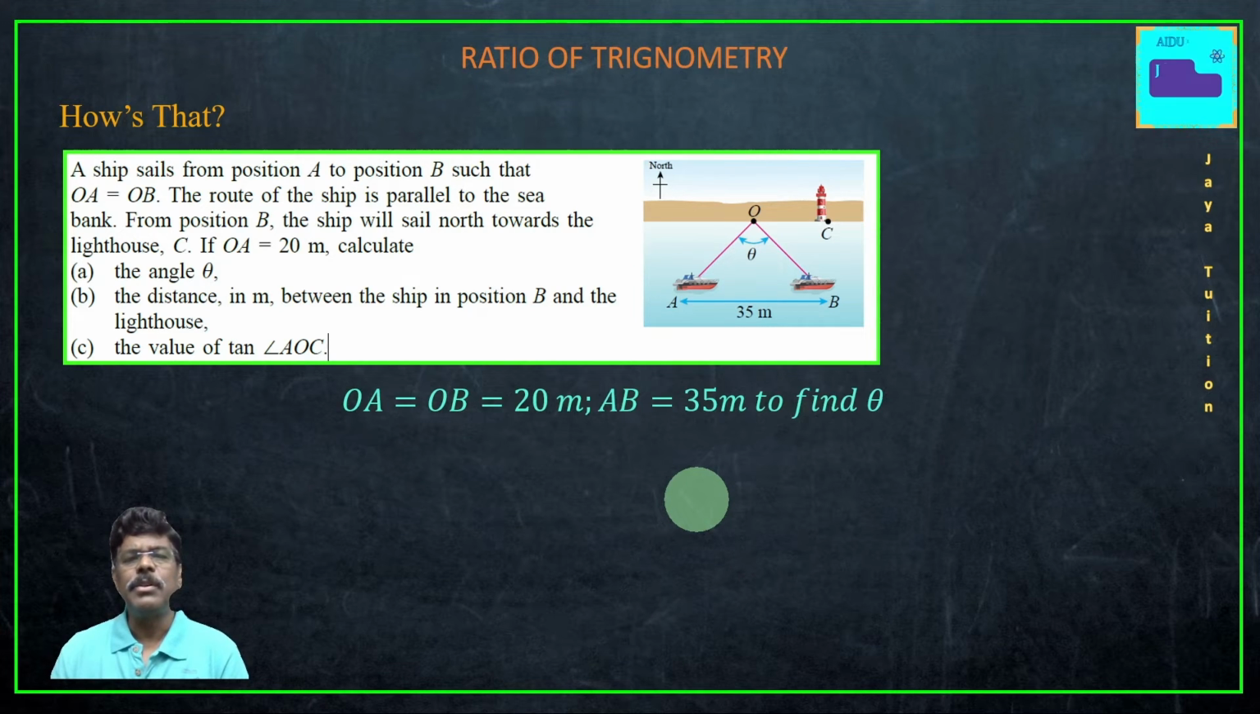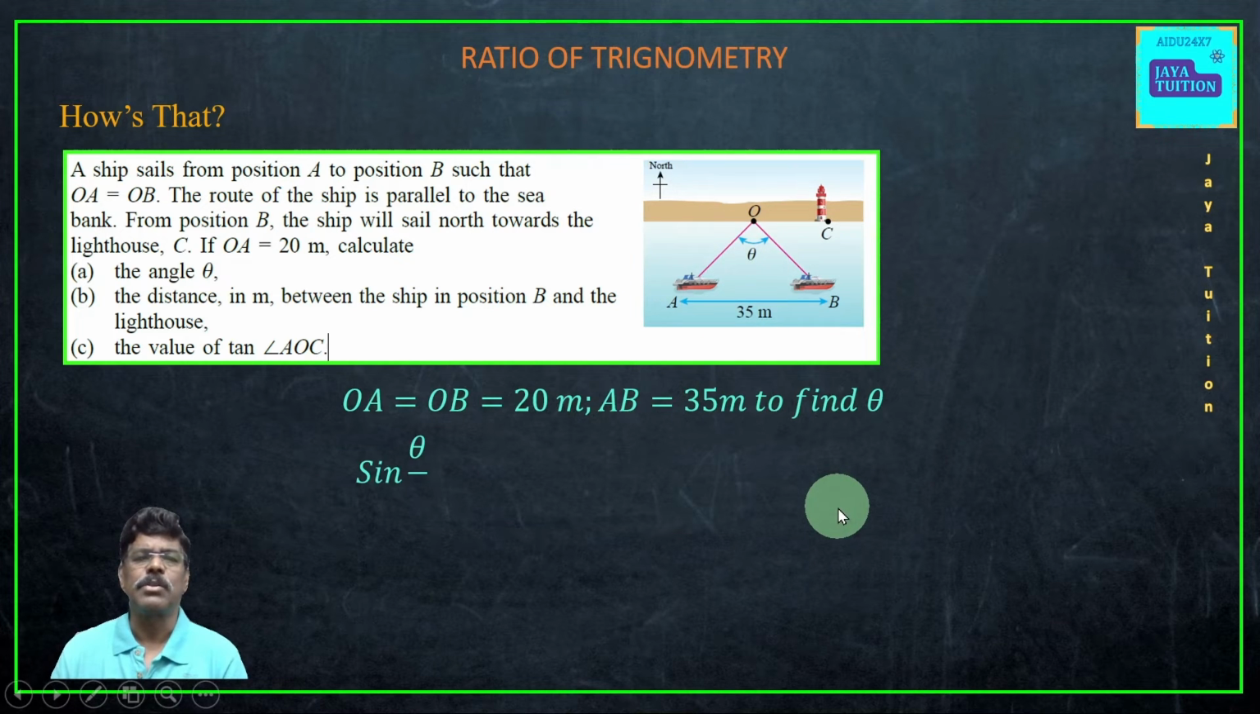What is given to you is that OA is equal to OB is equal to 20 meters, and AB is equal to 35 meters. We have to find the angle theta. How do we go about it? One way is to drop a perpendicular, so this angle will become equal to theta by 2, and then you can use the trigonometric ratio.